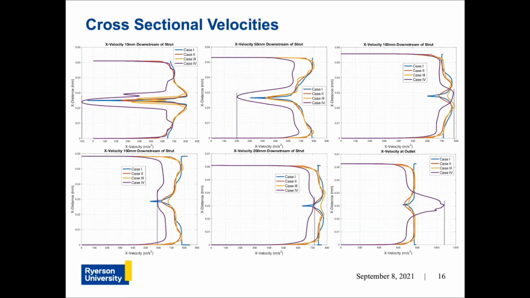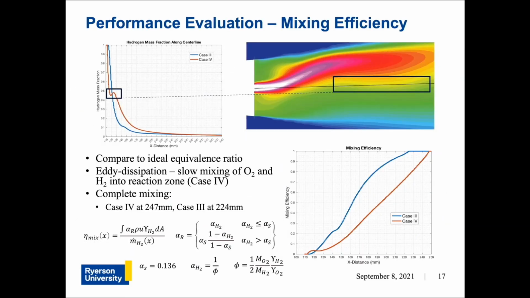As previously discussed, for case 4, the velocity begins to increase around 36 millimeters downstream of the strut until 100 millimeters downstream, before decreasing until 148 millimeters, then steadily increasing again to yield the largest exit velocity of all cases, aiding in thrust production. Mixing efficiency is the ratio of hydrogen mass flux available for combustion to the total mass flux of injected hydrogen. The equivalence ratio is compared to the ideal ratio of 0.136 from the original experiment.